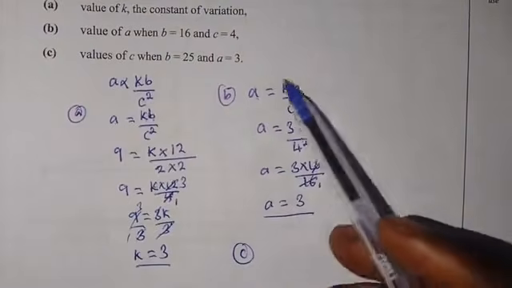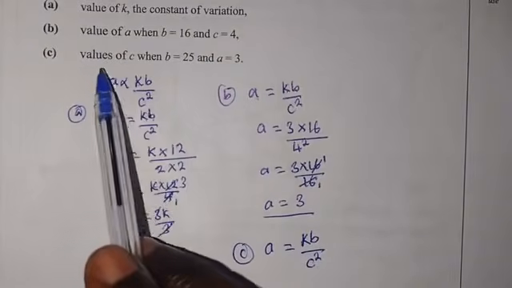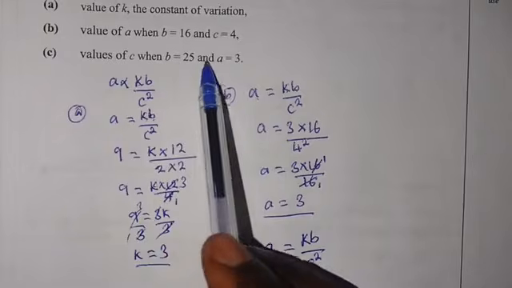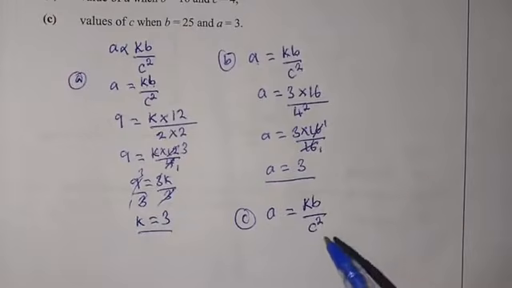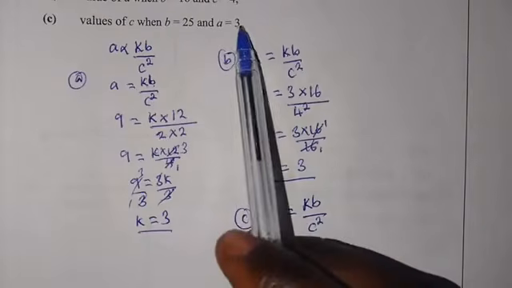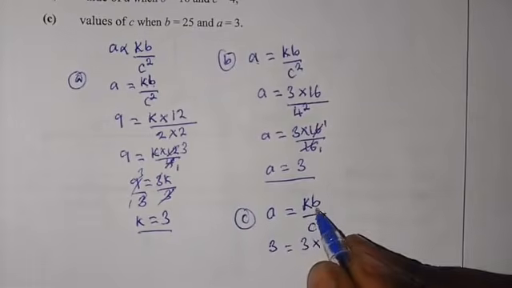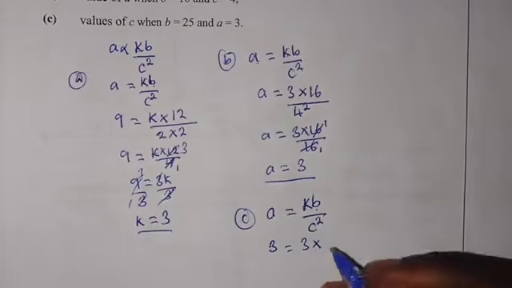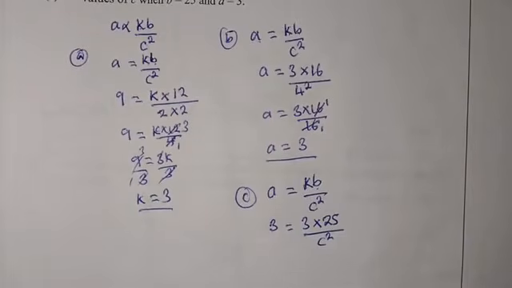So for C again, we are using the same equation, which is A equal to KB over C squared. They are saying find the values of C when B is equal to 25 and A is equal to 3. So here we find the values of C, meaning that C is going to have two possible values. A, they have given us is a 3 here, equal to K, we know that it's a 3, that's what we found. B, they have said it's a 25. So times 25 over C squared. I hope this is clear.